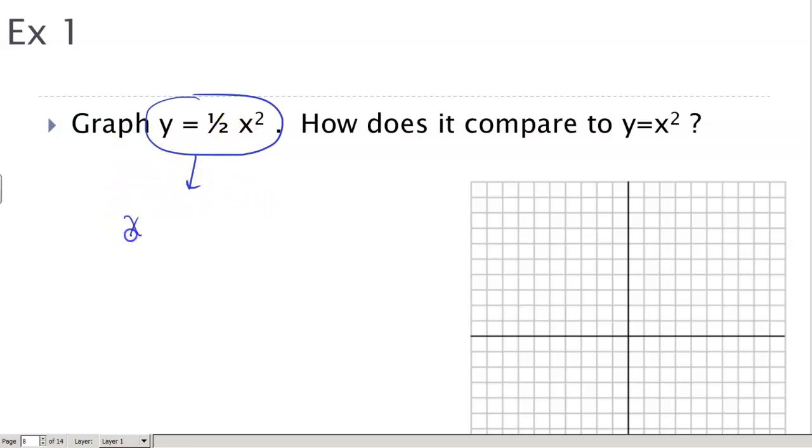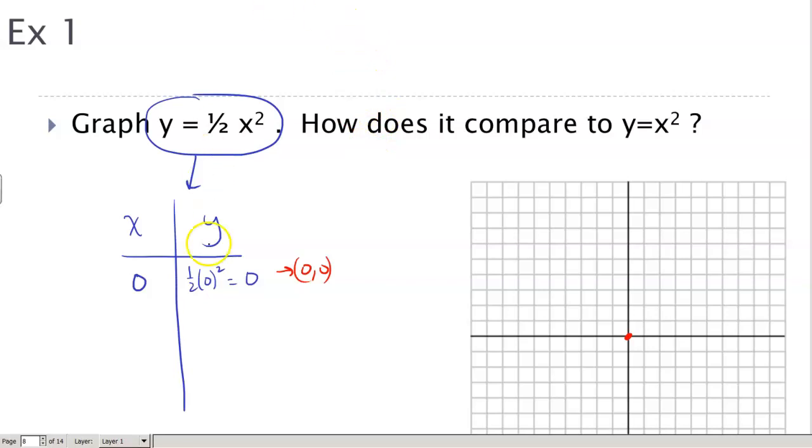So all we're going to do here is make a table, an x and a y chart. With any equation, we can choose an x value and then evaluate to find the y value. So for the x value here, we're going to choose like 0. Plug in 0 into that function, right? You get 1/2 times 0 squared. You evaluate that expression, which is the function rule, and you get 0. So that is a point on the graph, and we're going to plot that. That's really all we're going to do in this problem, is just pick points and then plot them.